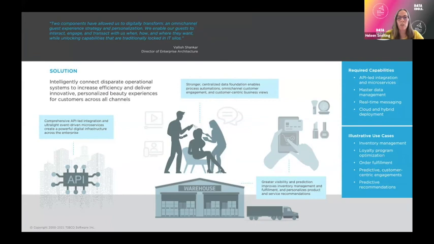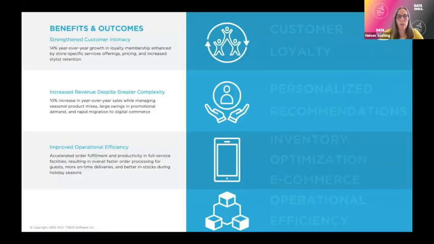So all of these things have really tangible business results: 14% year-on-year growth in loyalty membership, 10% increase in year-on-year sales, despite having a more complex product portfolio to deal with, and improved operational efficiency. So, lower out of stocks because they're just able to manage their inventory and supply chain better.